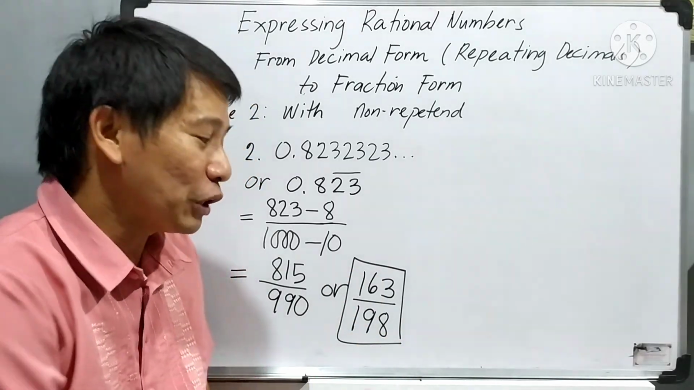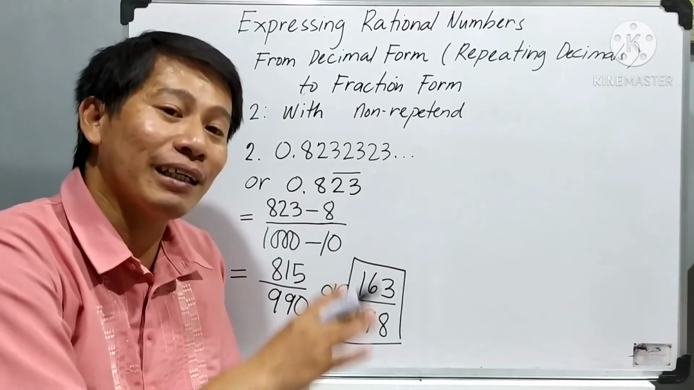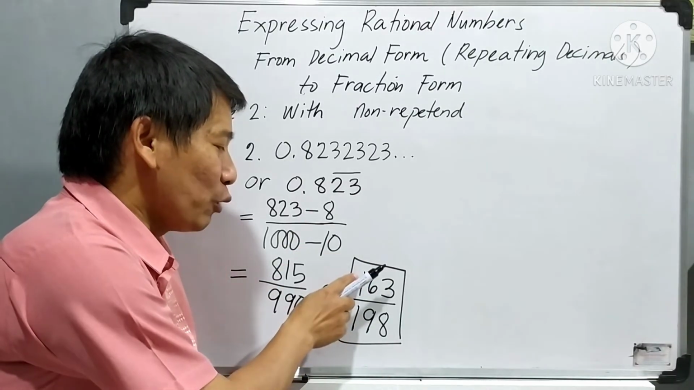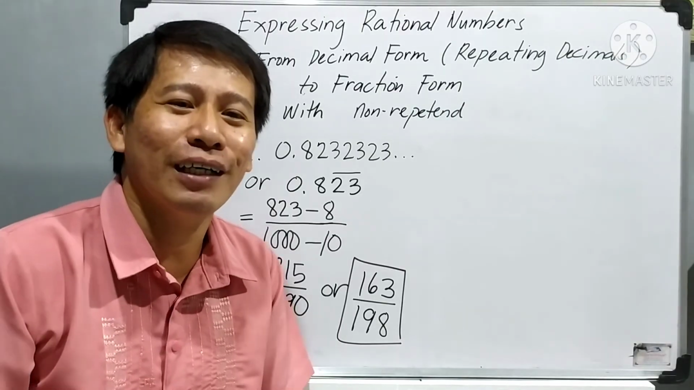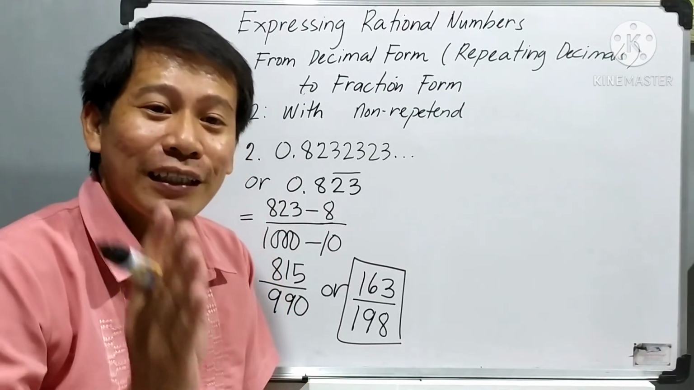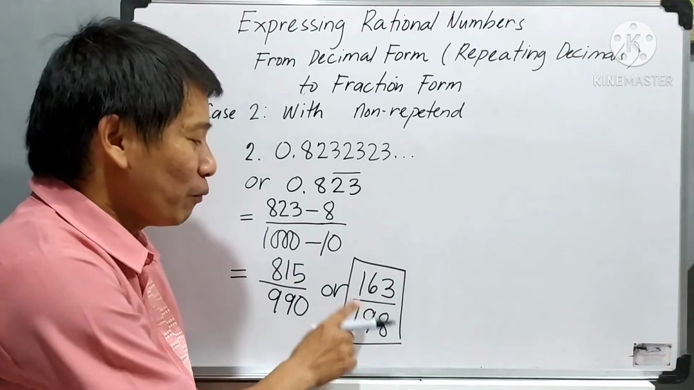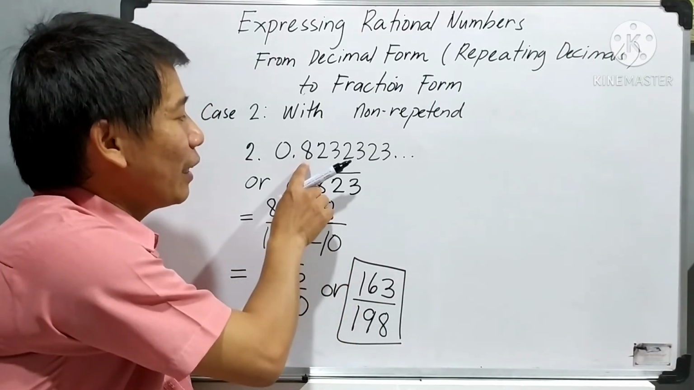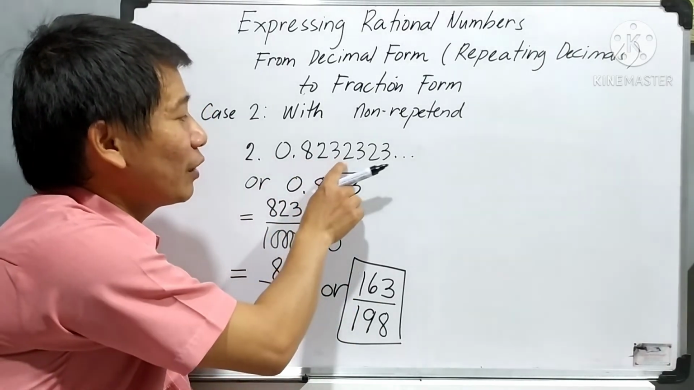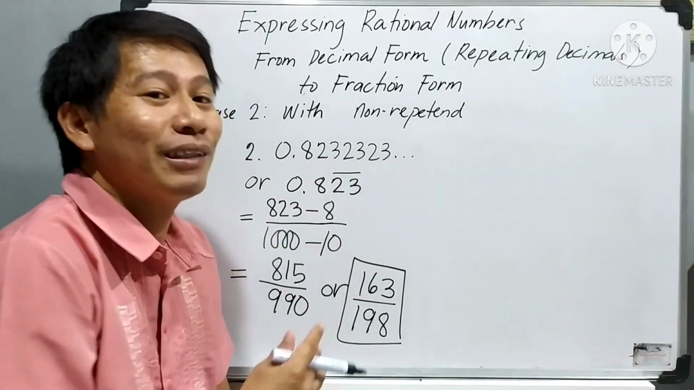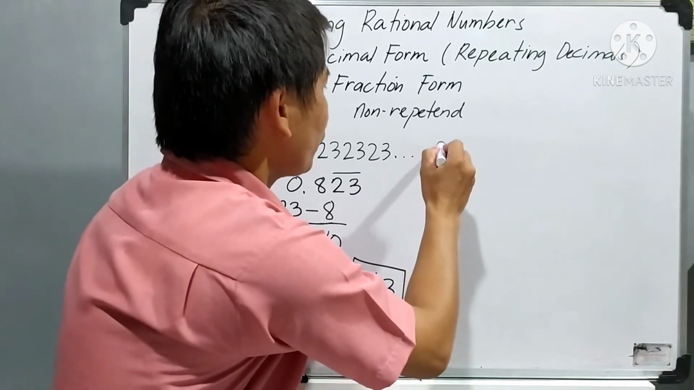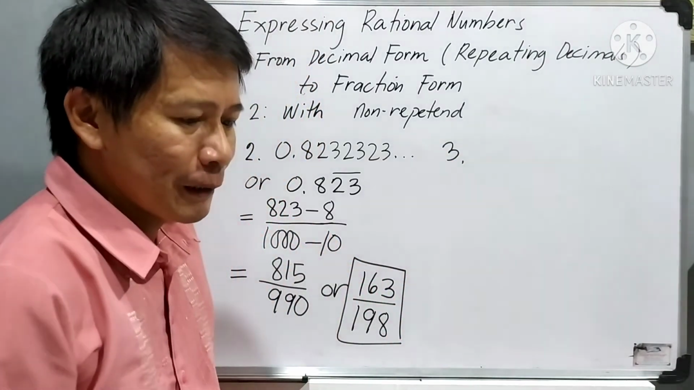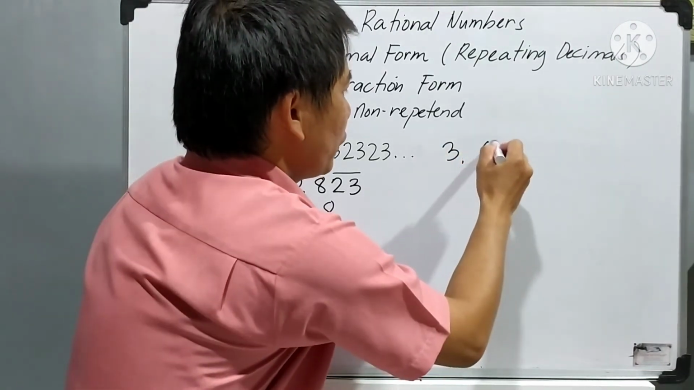Now you can check this, like what we did earlier. Divide 163 by 198. If you have a calculator, you can check it, and see if the equivalent decimal is 0.8232323 as a repeating decimal. Okay, let's have one last example. Suppose we have here 0.34555.